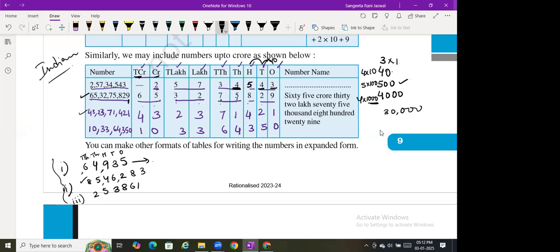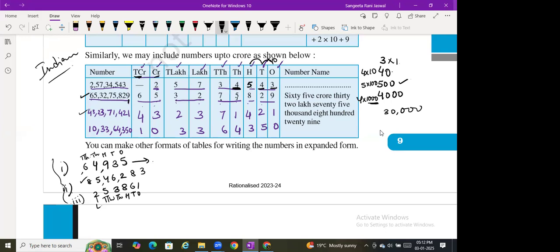Neha, tell me the third one. Ma'am, it's 2,53,861. Yes, good. So everyone knows now how to do this. You can even write the place values here. No need to make the table every time. The table is just to make you understand. If you still have any doubts, you can just write down here and quickly make it out.